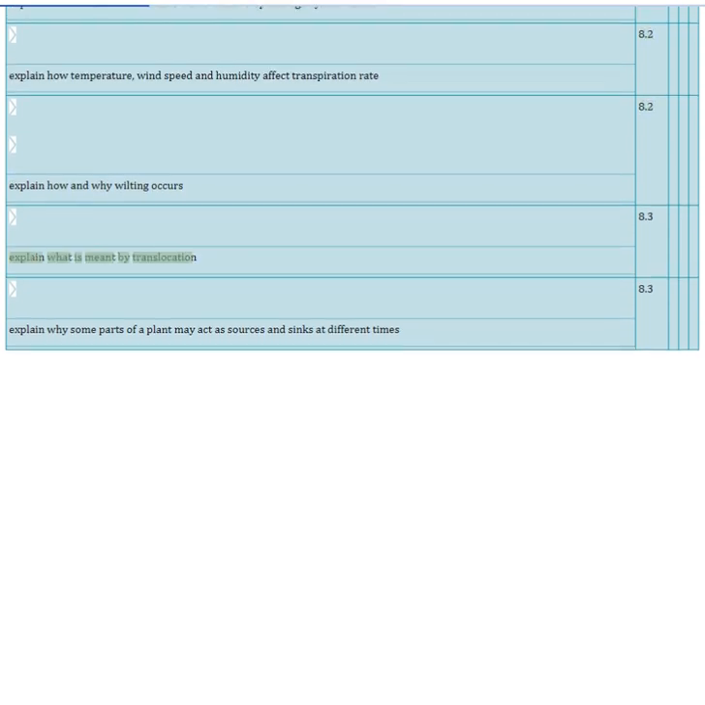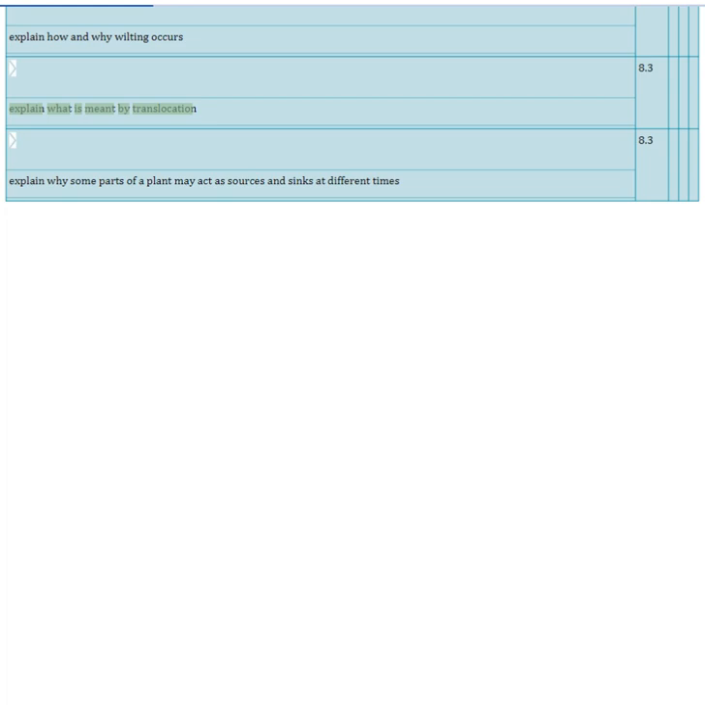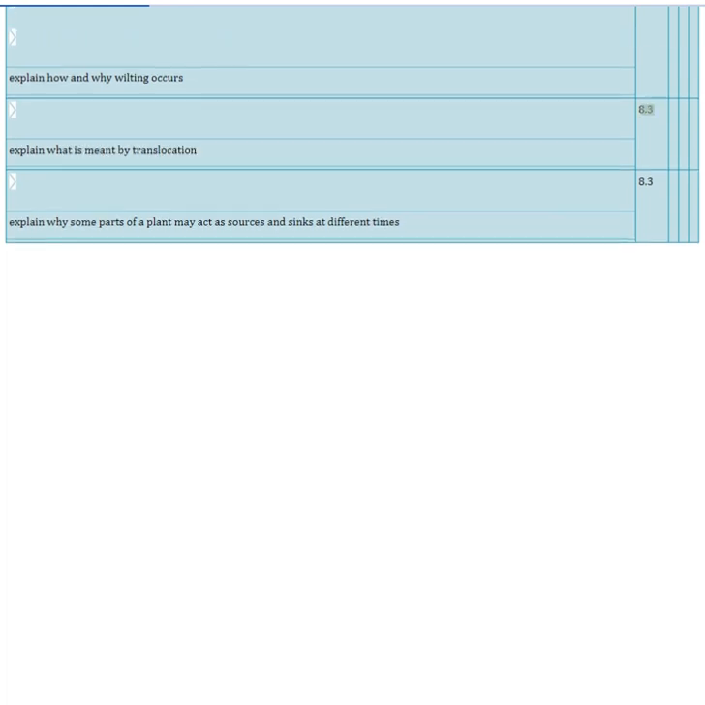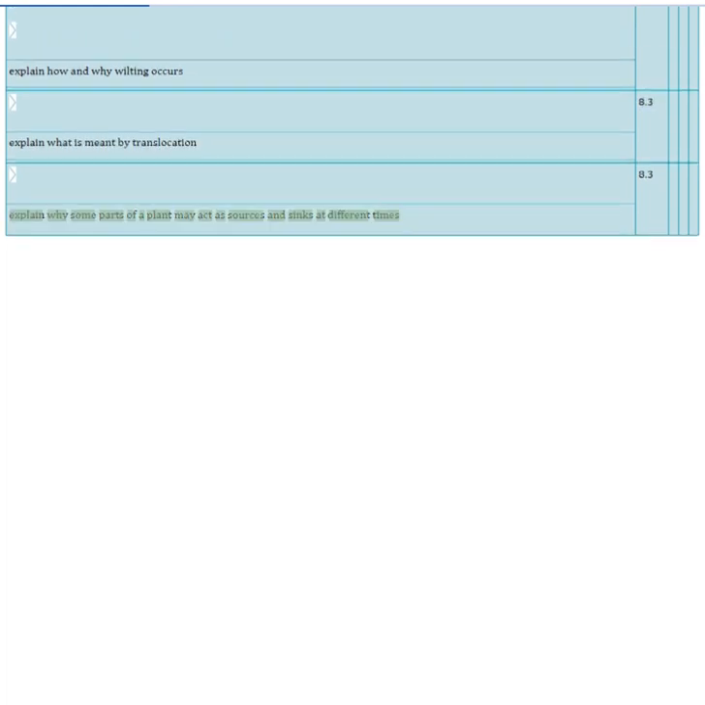8.2 Explain what is meant by translocation. 8.3 Explain why some parts of a plant may act as sources and sinks at different times.